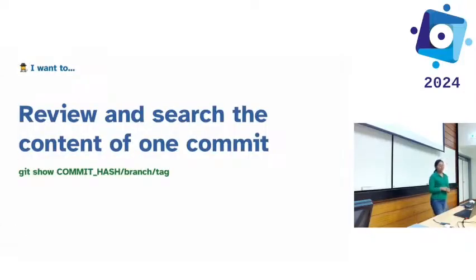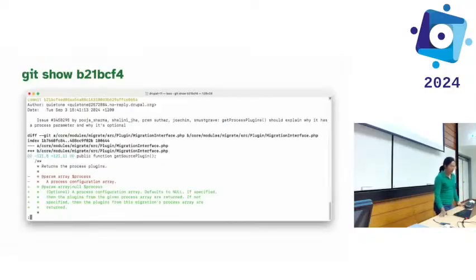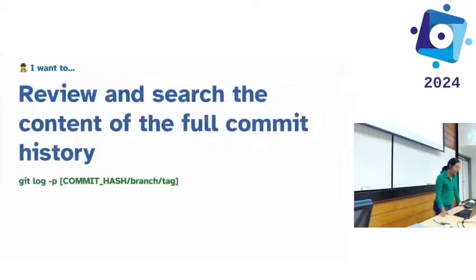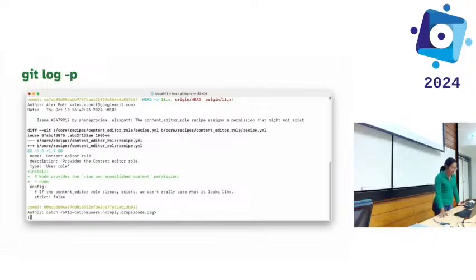If I want to review and search the content of one commit, we can use git show, and optionally write the commit hash, branch, or tag. In that case, git show also includes git diff output, where green is what was added and red is what was deleted. Git log with the flag lets us review and search the content of the full commit history. And also we have an example of that.